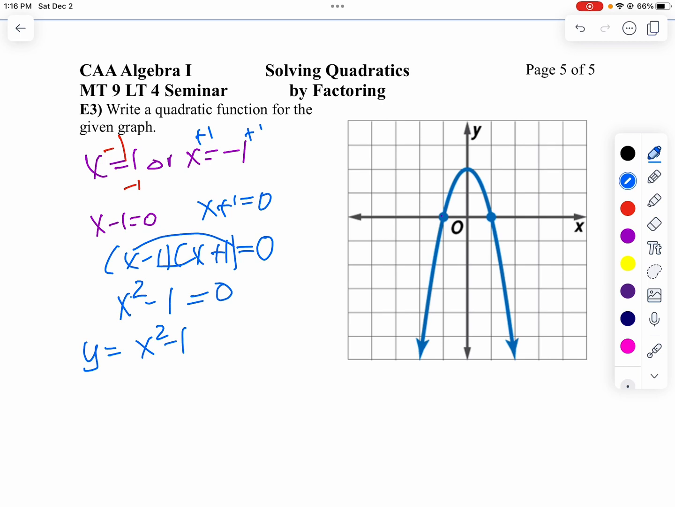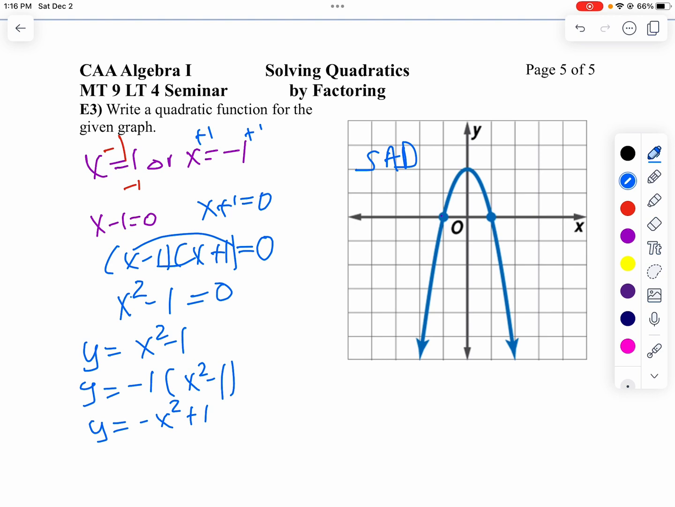But we run into a problem here. First off, notice it's a sad parabola. Since it's a sad parabola, I know I have to multiply my whole equation by -1. So I'll get -1 times x squared minus 1. And in other words, we get negative x squared plus 1.